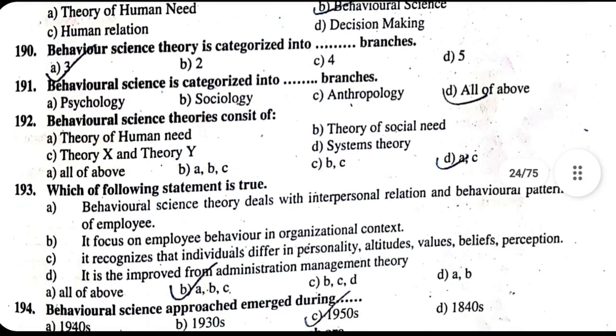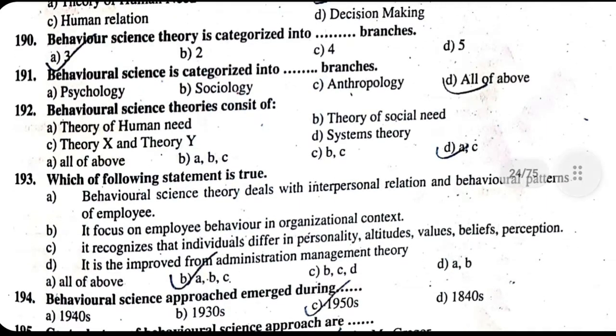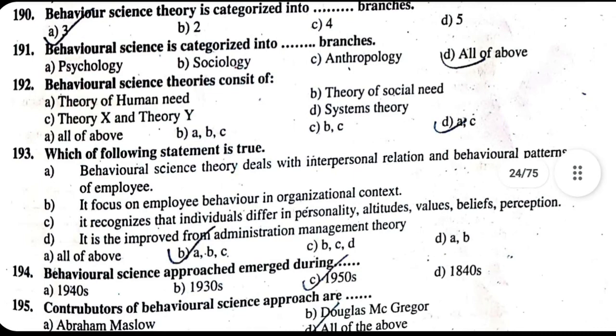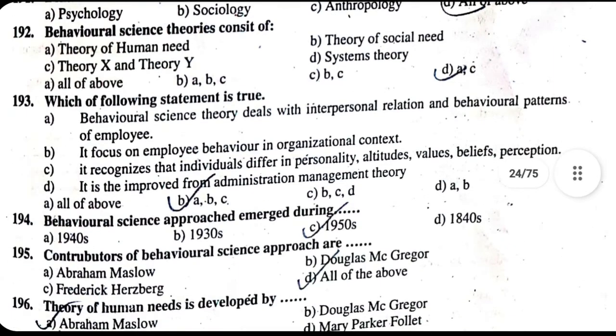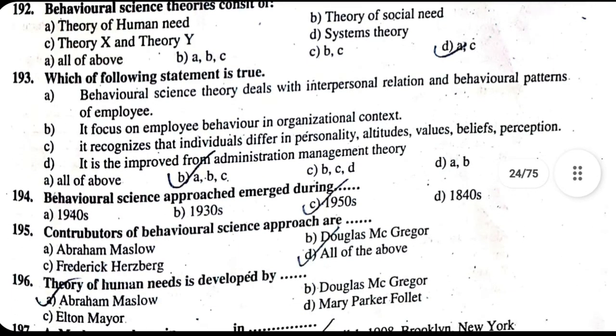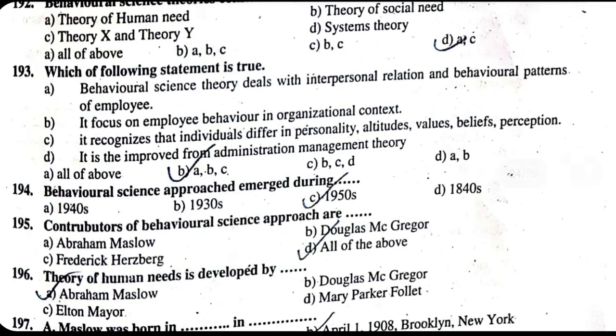Question 194. The behavioral science approach emerged during the 1950s. Question 195. Contributors of the behavioral science approach are A. Abraham Maslow. B. Douglas McGregor. C. Frederick Herzberg. D. All of the above. The correct answer is D, all of the above. Question 196. The theory of human needs was developed by Abraham Maslow.